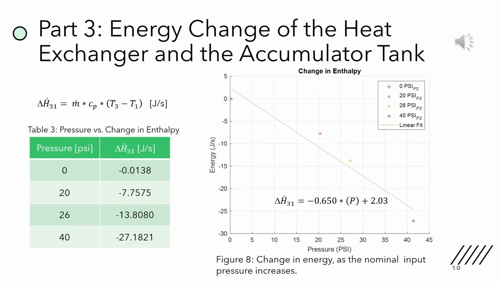For the heat exchanger and accumulator tank portion of the system, these two stations create an energy change. Using the change in enthalpy equation, where m is the mass flow rate, Cp is the specific heat of air, T3 is the output temperature, and T1 is the input temperature, the energy rate of change was calculated for each trial at different pressures, as shown in the table. This data was then given a linear fit, which resulted in the equation where change in enthalpy is equal to negative 0.65 times the pressure plus 2.03, as shown in the figure on the right.